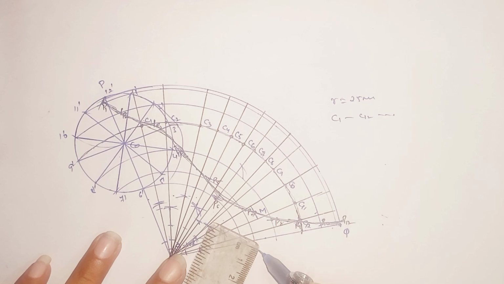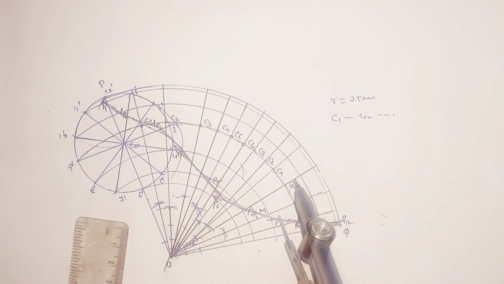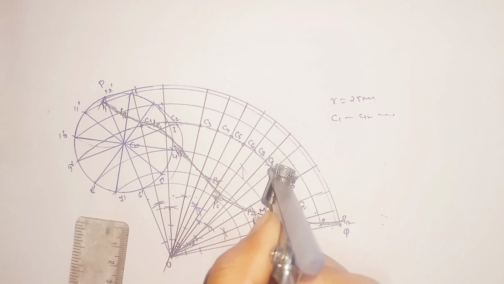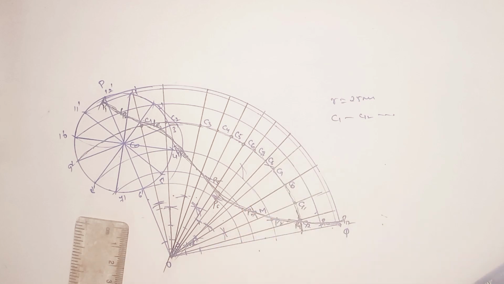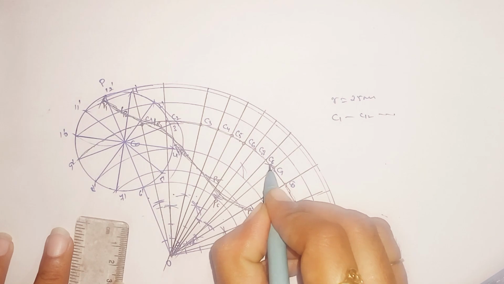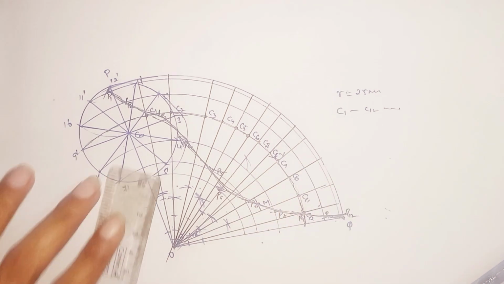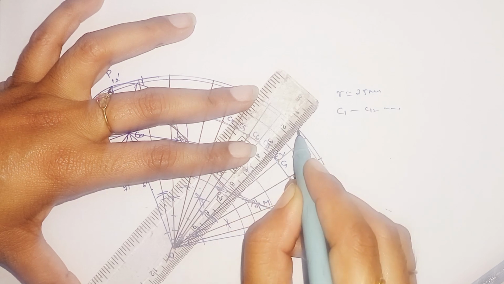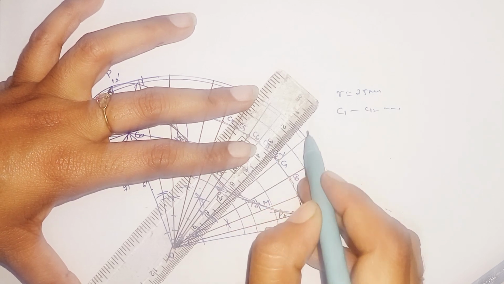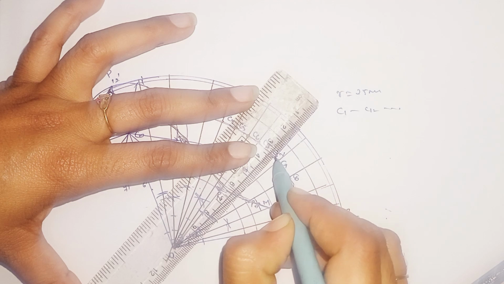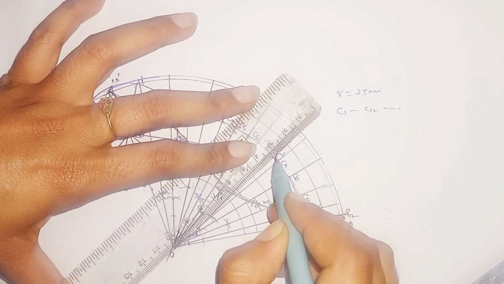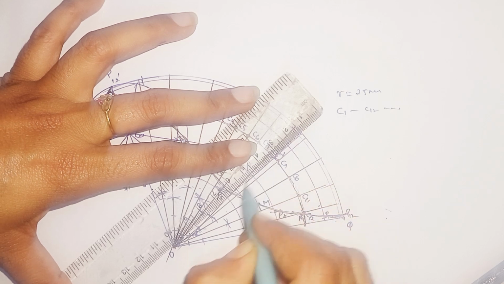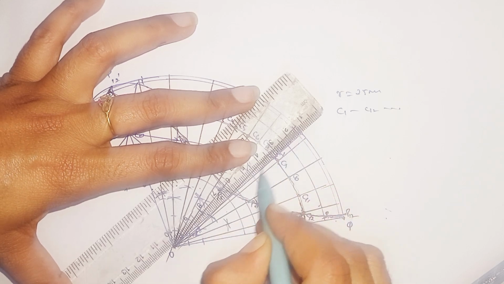R is equal to 2.5. Take a radius from M as a center. Cut the center line of the circle, that is the C0 line, that is point X. From X, join the PQ line.